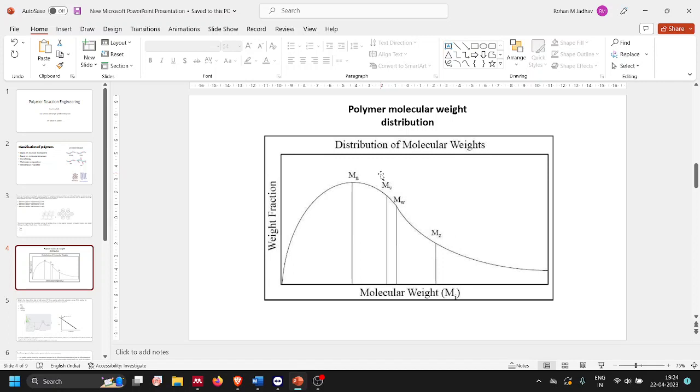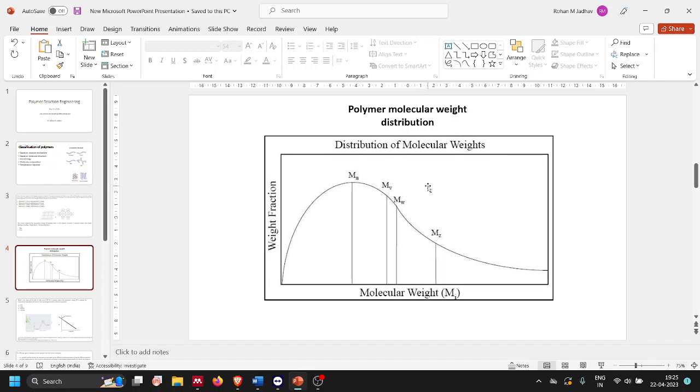Next, we have Mw. Mw is your weight average molecular weight. Now, weight average molecular weight is defined by the polymer chain which is having the highest weight in the entire polymer mixture, and the number of chains having the higher molecular weight. Based on that, you determine the weight average molecular weight.